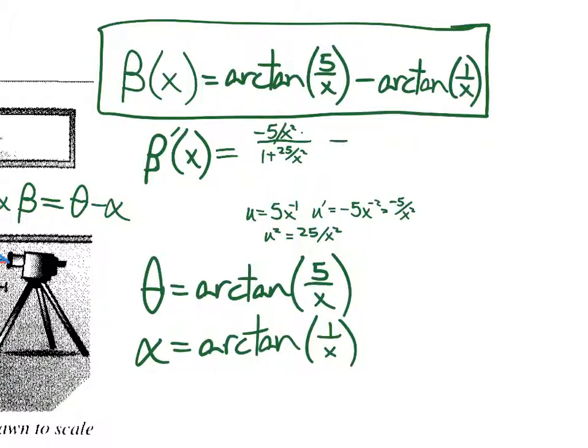Okay, I have a similar one here with the arctangent of 1 over x. It's actually going to be the same except all the 5s are 1s. So that's going to be a negative 1 over x squared over 1 plus 1 over x squared. Okay, and now I'm going to simplify by multiplying, and the reason for doing this is just to make this easier to work with later on. I'm going to multiply this by x squared over x squared, and this by x squared over x squared.